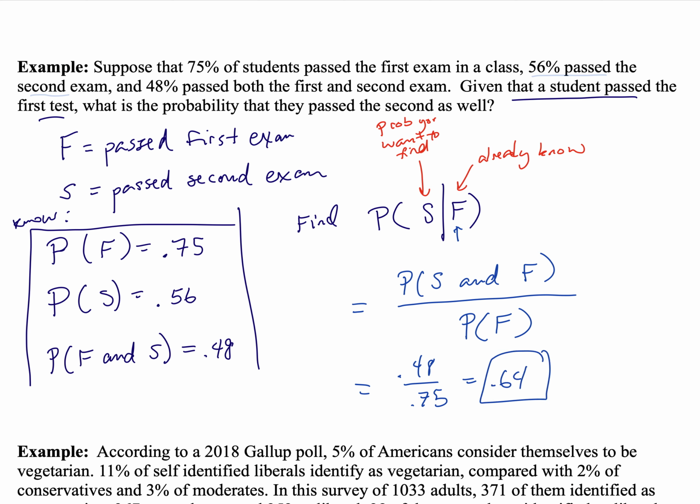So 0.64, a 64% chance that if they pass the first exam, they will pass the second exam as well, as compared to the general population, where just 56% of all students pass the second exam. All right, let's take a look at another example.